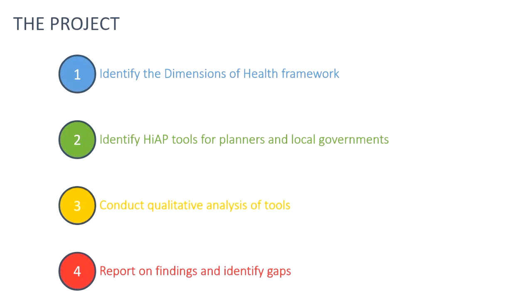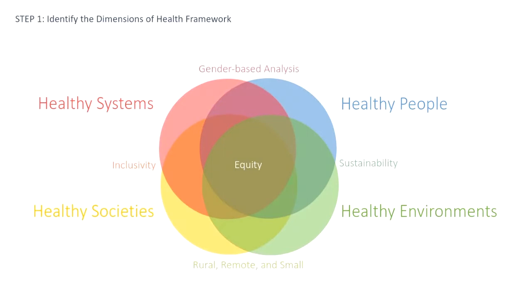In order to do this, first, I had to identify the dimensions of health framework which would be explored throughout my project, and this was accomplished using an informal literature review and expert consultation. Second, I identified the Health in All Policies tools for planners and local governments, and this was accomplished using a literature review of the grey literature. Third, I performed a qualitative assessment of each resource that I identified, and then I reported on findings and identified gaps. For step one, this was the dimensions of health framework that I came up with.